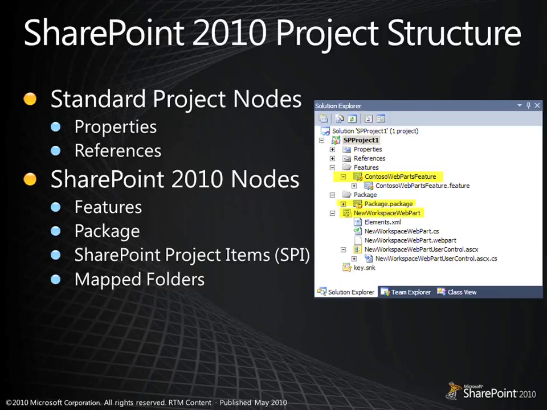Some of the more common SharePoint nodes are features and package, and will be present in almost every SharePoint project. There are numerous SharePoint project items, or SPIs. These include web parts, visual web parts, workflow, event receivers, and more. These SPIs cover the most common development artifacts used to create SharePoint solutions. As we will discuss later, additional SPIs can be developed as add-ins and used to create additional SharePoint project items. Map folders allow developers to create folder structures within Solution Explorer, which map back to SharePoint's root folder, without the developer needing to understand SharePoint's folder structure.